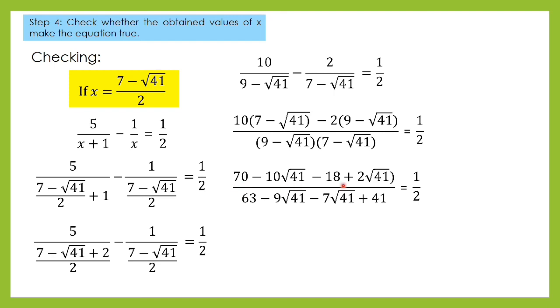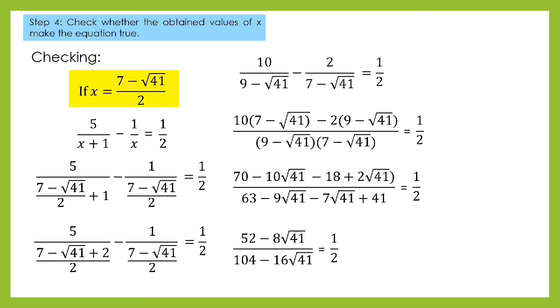All over, so apply natin yung FOIL method sa denominators. First, 9 times 7 is 63. Outer, 9 times negative square root of 41 ay negative 9 square root of 41. Inner, negative square root of 41 times 7 is negative 7 square root of 41. And last terms, negative square root of 41 times negative square root of 41 is positive 41 equals 1/2.